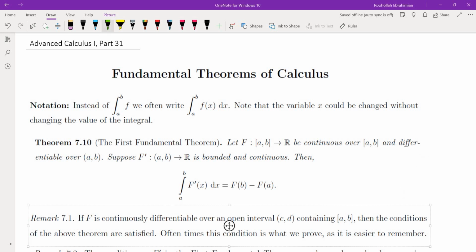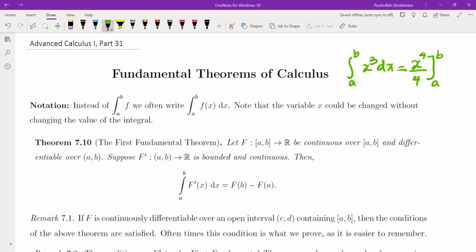The way you evaluate integrals in single variable calculus is, let's say you want to find the integral from a to b of x cubed dx. The way you did that was you found an antiderivative, in this case x to the fourth over 4, and then you evaluate at the endpoints. You plug in the endpoints and then you subtract. We would like to prove this statement is in fact valid.